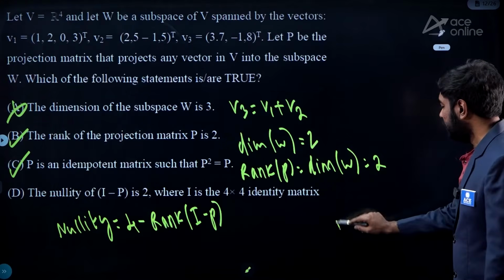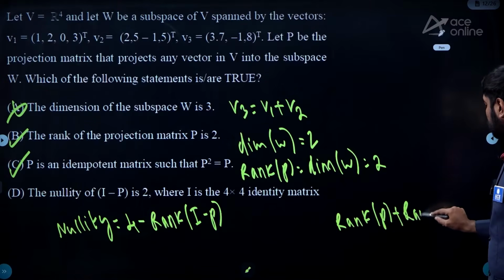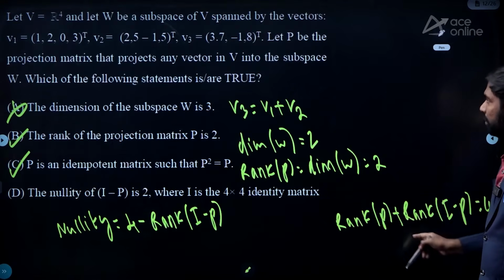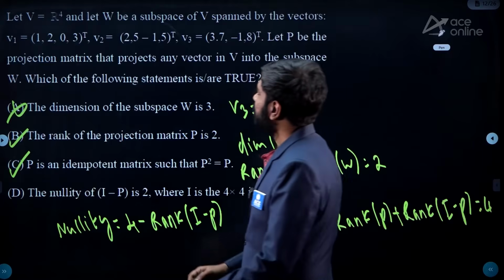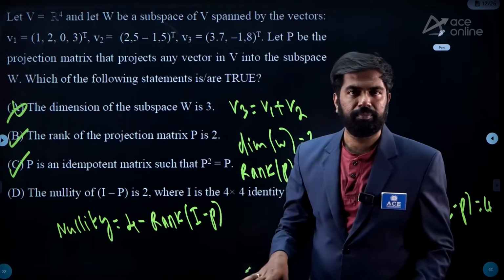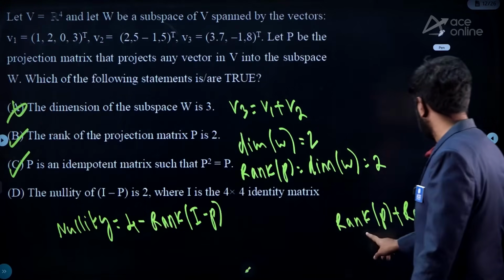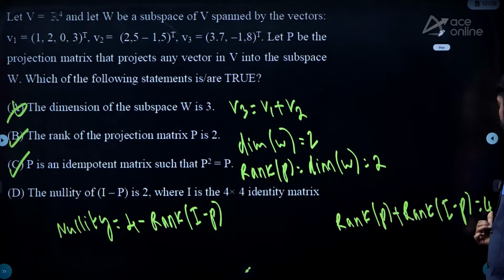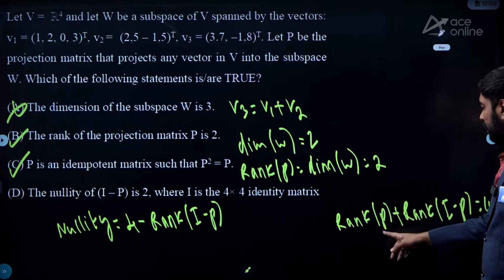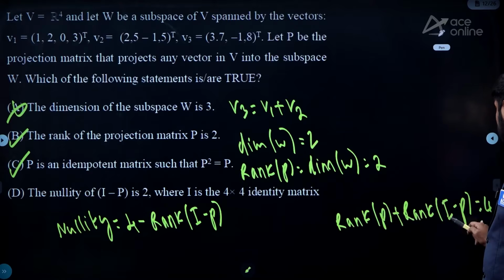And I also know that rank of P plus rank of I minus P has to be 4, because you can see that the subspace W and its orthogonal subspace are subsets of R power 4. So the sum of these ranks has to be equal to 4. This is from the rank plus nullity theorem concept. Now this is given as 2. This is given as 2. Then what is the rank of I minus P?